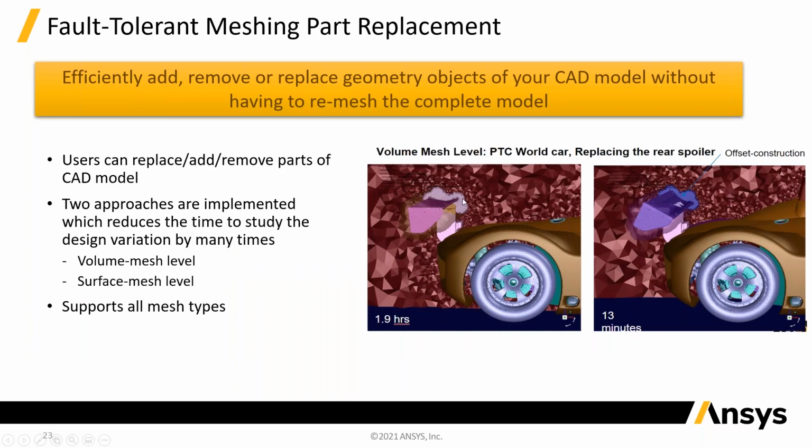You could replace, for example, this spoiler by having a region defined around it. You can bring the mesh in. Now, you can then go in and just update the volume mesh, or you could go and update the surface mesh around this area too, depending on what you want to do.